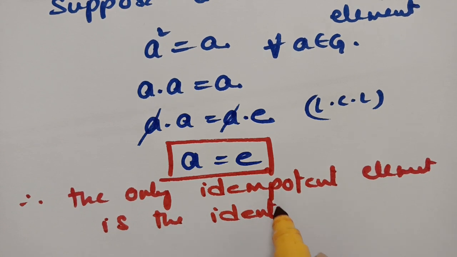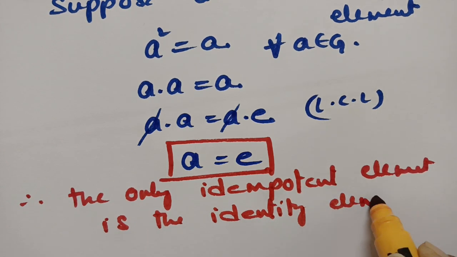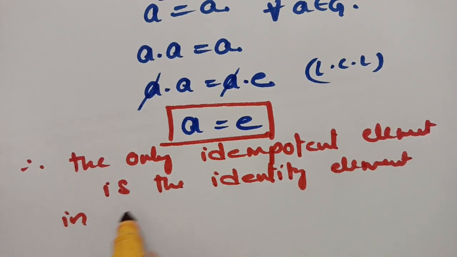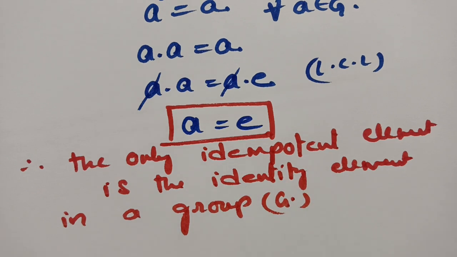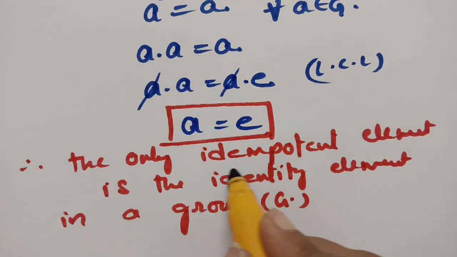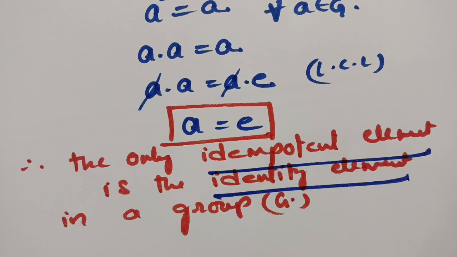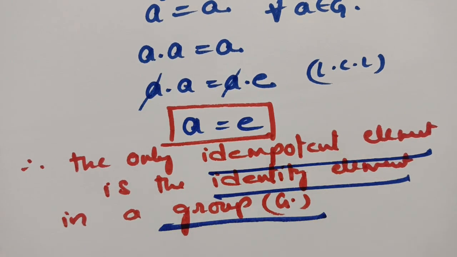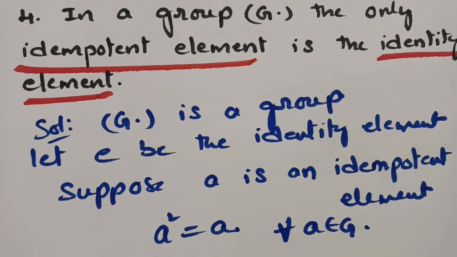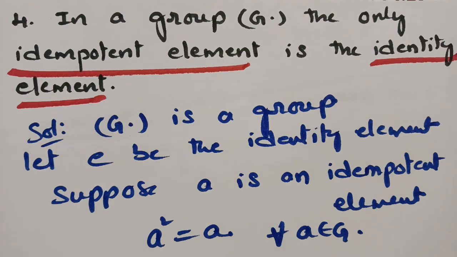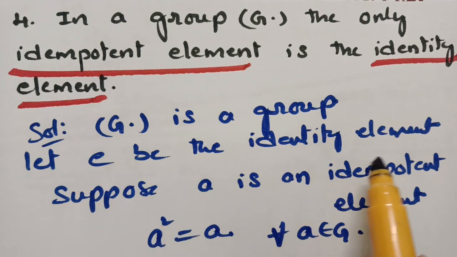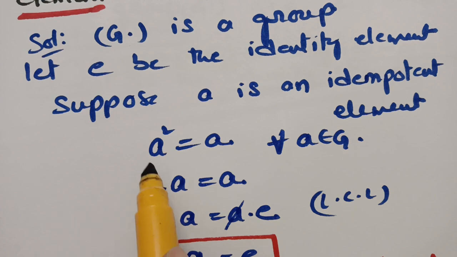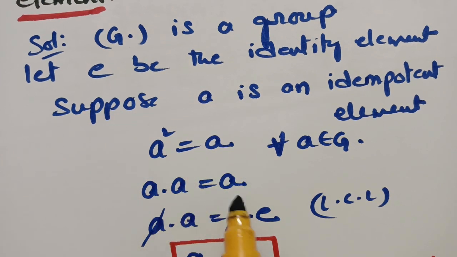See here, in a group (G, ·), A is nothing but the idempotent element and E is nothing but the identity element in the group G. And this is how we have to show that in a group G, the only idempotent element is the identity element. Let (G, ·) be a group, E be the identity element, and A an idempotent element. If it's an idempotent element, A square is equal to A dot A is equal to A.